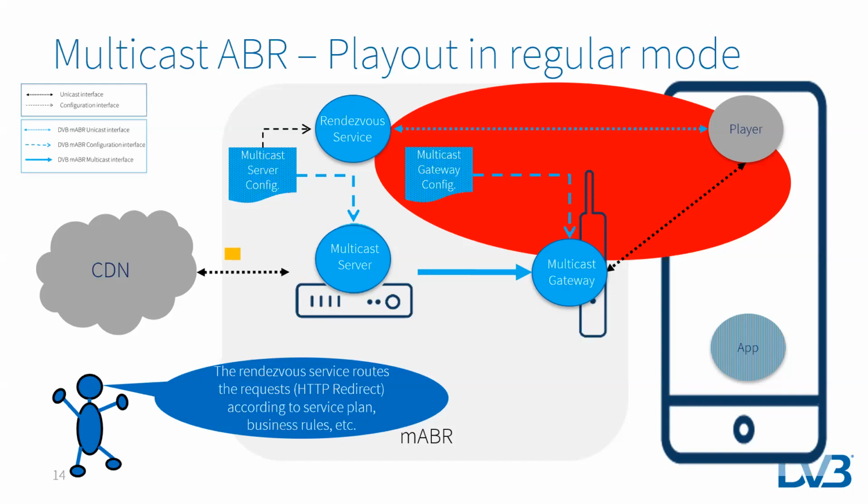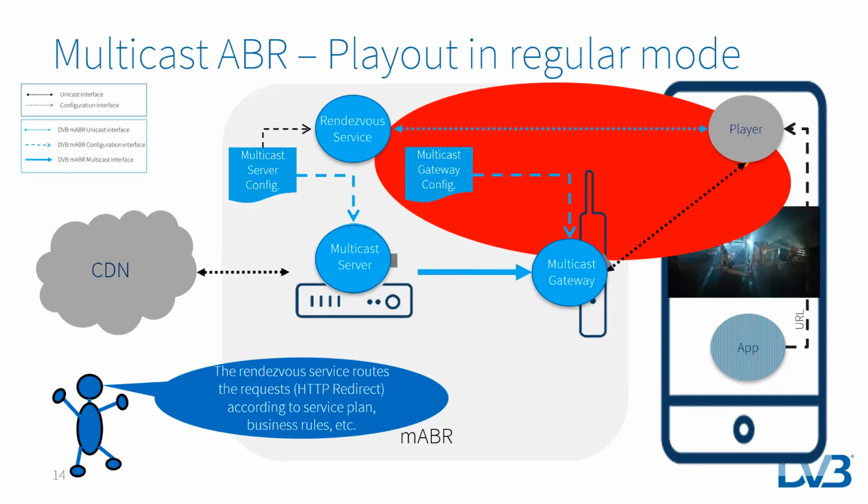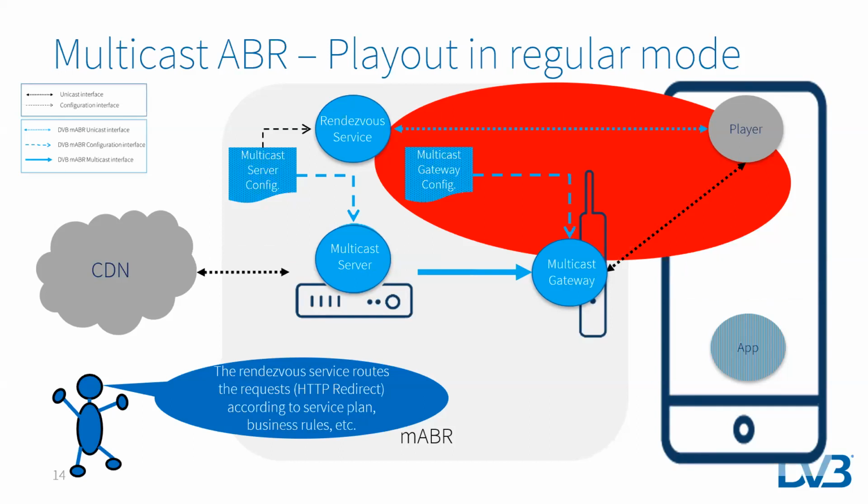So be careful, it's going to happen. Now I'm going to start the video, the animation. The multicast server gets its content and distributes it over the multicast interface. On the upper right side, you may have noticed that the application has launched the player, giving a URL to play, and the player starts to access the rendezvous service. I'm going to replay it for you to pay attention. So look at the right side of the slide.